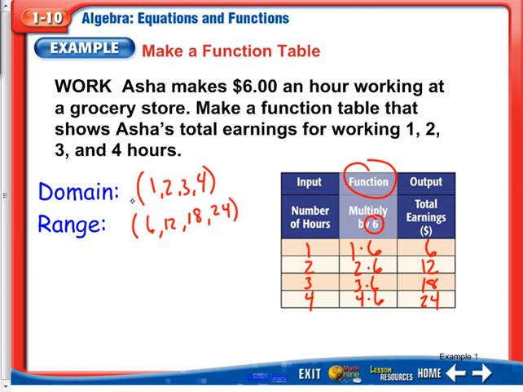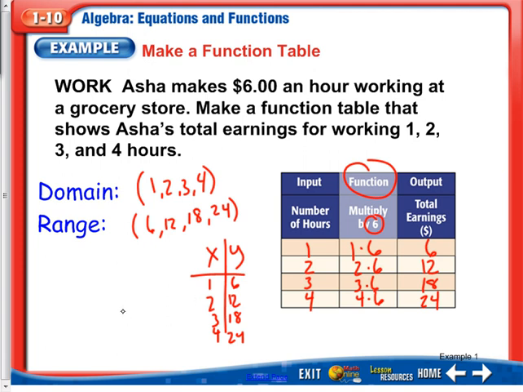So again, domain is your inputs, so you just list them. Your range is your outputs, and you just list those. For your homework, you might have to make a number table, a function table. Again, you can just go x, y. The numbers that you're putting in, you could have said 1, 2, 3, 4, and then times 6 is 6, times 6 is 12, times 6 is 18, times 6 is 24. And if it asks you to list the domain and range, you just list them.